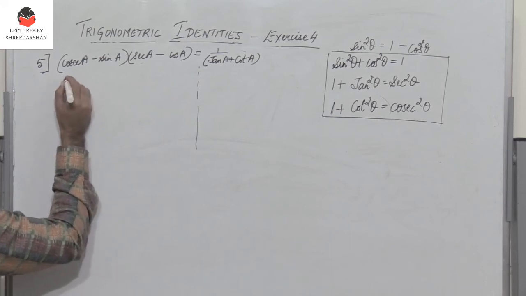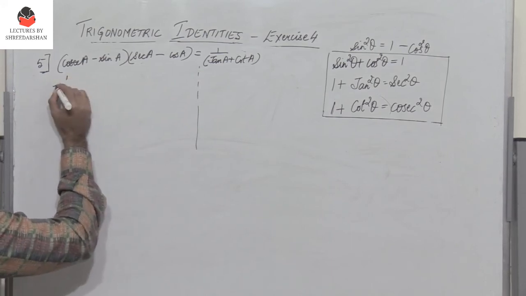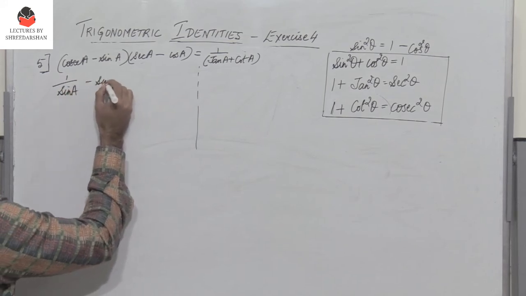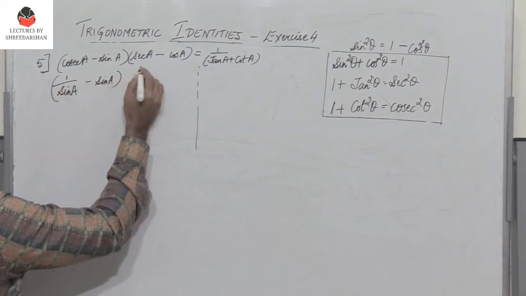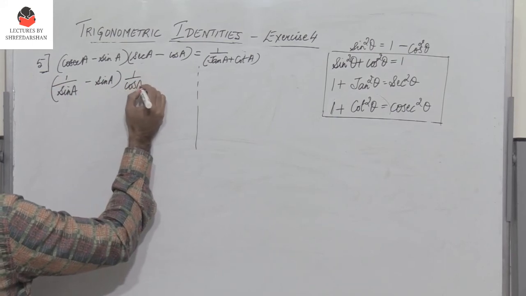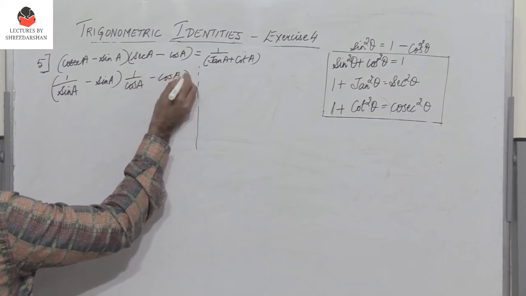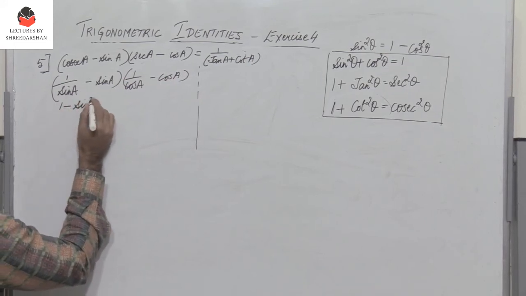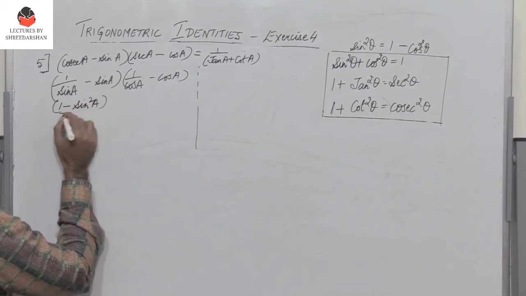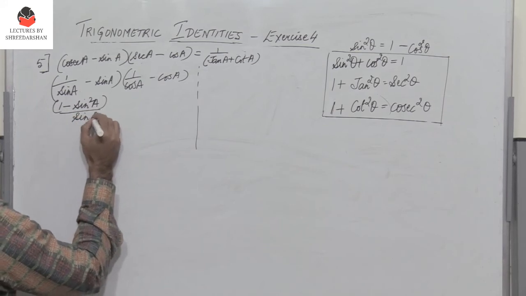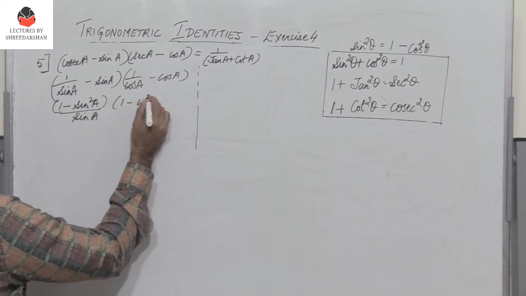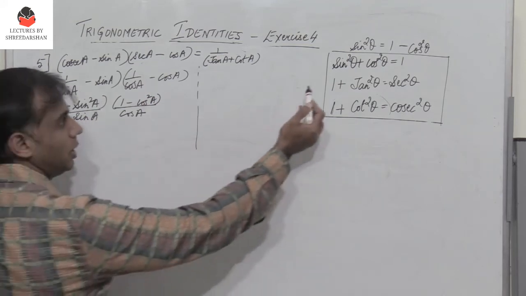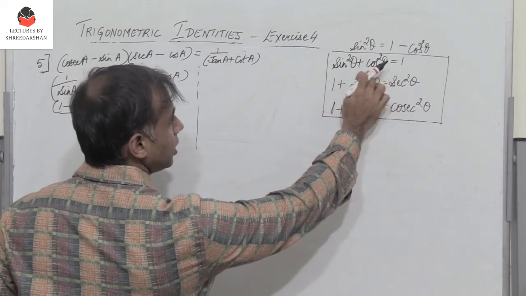So I have 1 by sine A minus sine A, and secant A is 1 by cos A minus cos A. So let me take the LCM. So I have 1 minus sine square A by sine A into 1 minus cos square A divided by cos A. So now what is 1 minus sine square A? 1 minus sine square is cos square A.